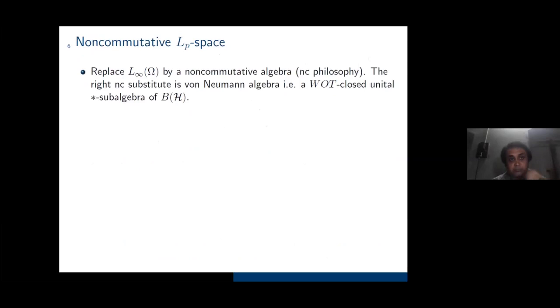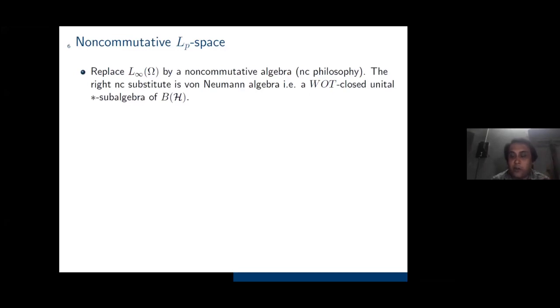So we know that the non-commutative philosophy is actually to replace commutative algebras by suitable non-commutative algebras, right? In our case, we want to get a non-commutative analog of classical L^p spaces. We have this L infinity of omega, which is actually a star algebra. The right substitute for this commutative algebra is a von Neumann algebra, which is nothing but a weak operator topology closed unital star subalgebra of B of H, where H is a Hilbert space.